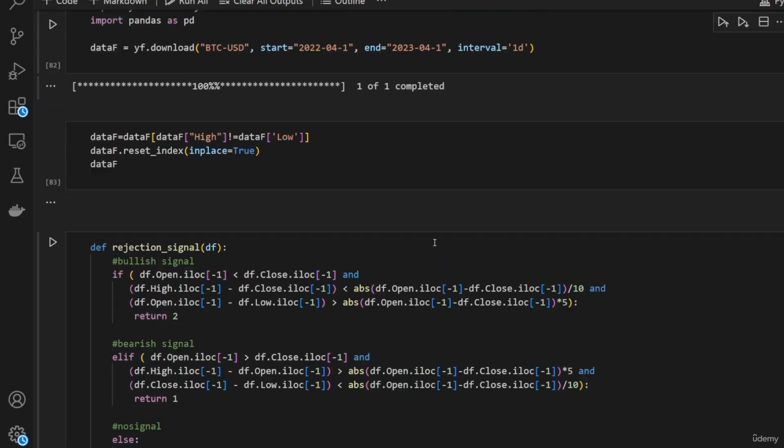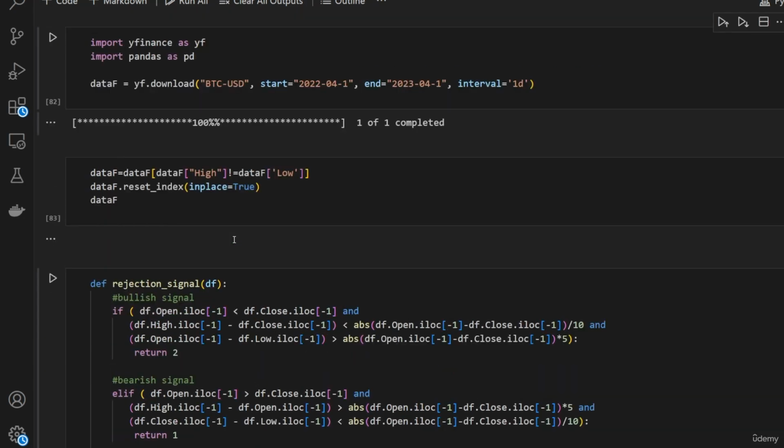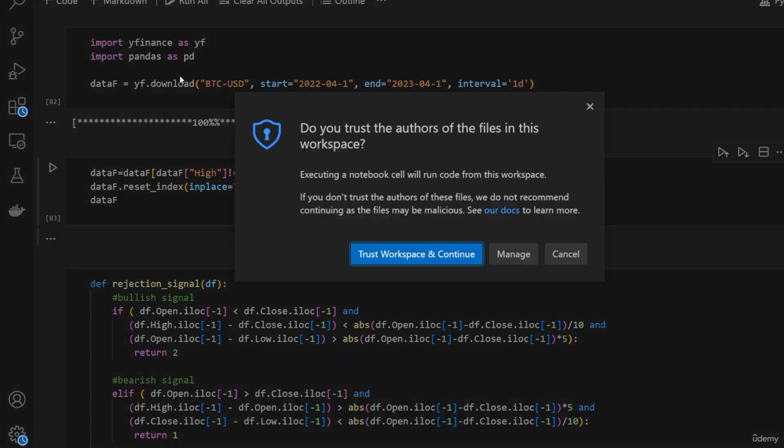In this video, we will be testing the rejection signal, and I will show you how we can test this indicator on a set of data. So first of all, we need to acquire the data. I'm using yfinance and pandas, and I'm downloading the Bitcoin US dollar between the start and the end date on the daily time frame. So we're downloading this using yfinance and run this now.